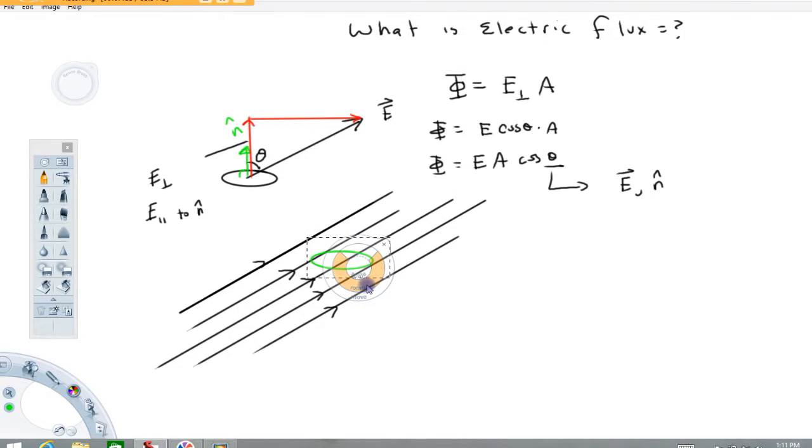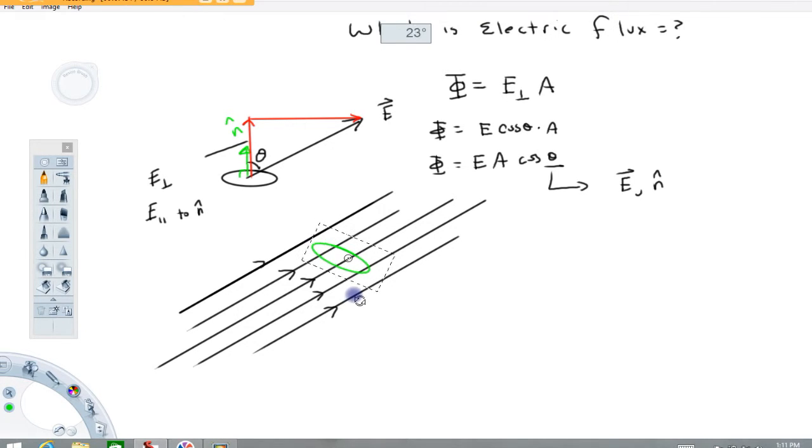Now it's important to realize that how many field lines you draw is somewhat arbitrary. So when you calculate a flux and you get something like, let's say, 7, that does not mean that you have 7 field lines going through the area. What it means is that you have a number that's proportional, with respect to your picture, to the number of field lines going through the area.